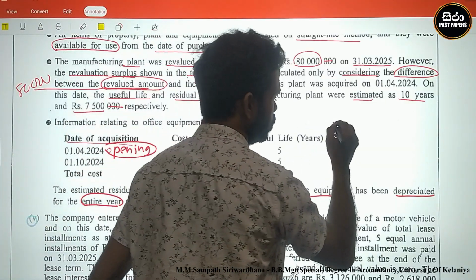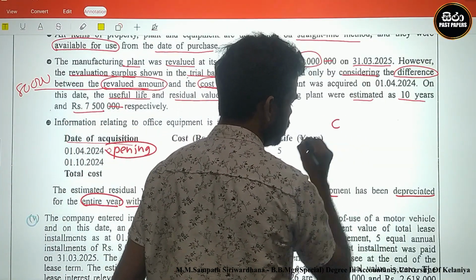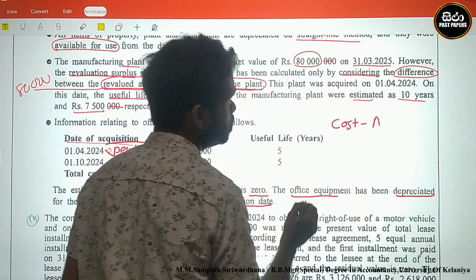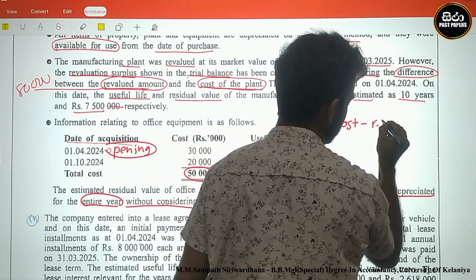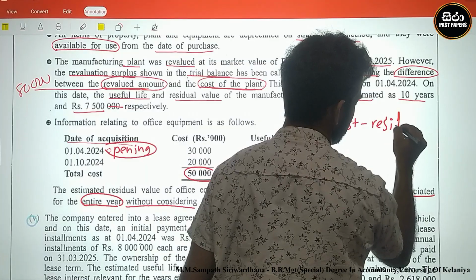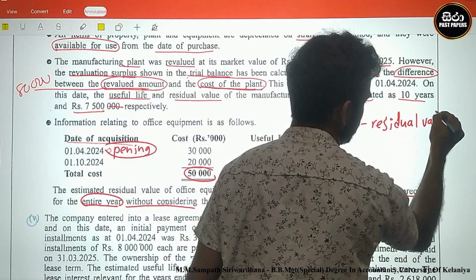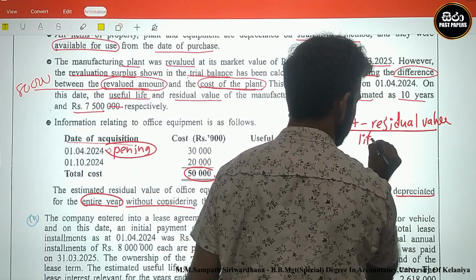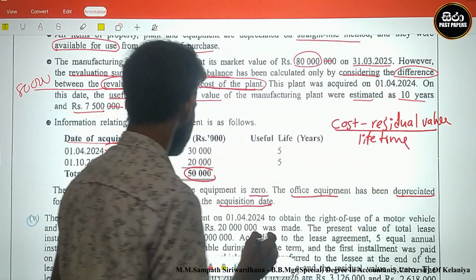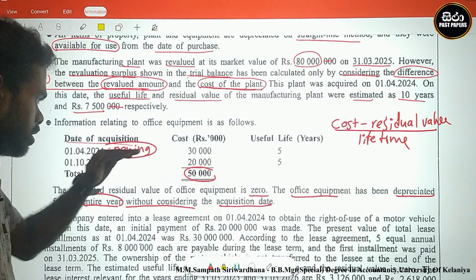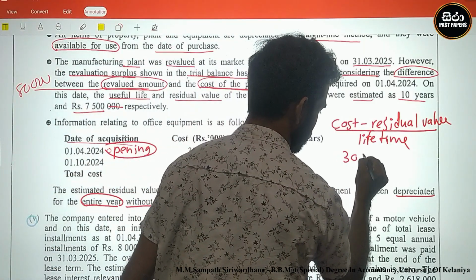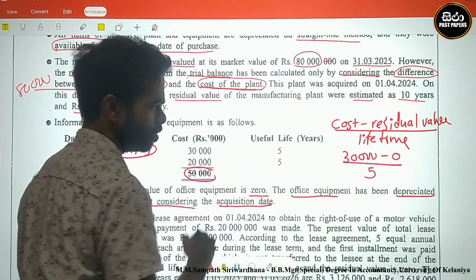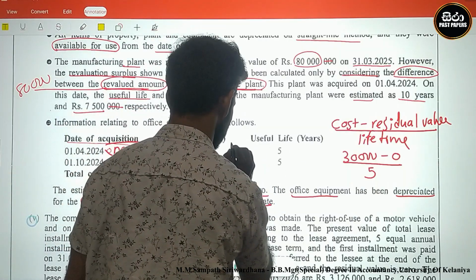How can we calculate? You know the formula: cost minus residual value, divided by lifetime. Firstly, I calculate this one. Acquisition 30,000 minus residual value, which is none, divided by 5, the useful lifetime. What is the annual depreciation? 6,000.